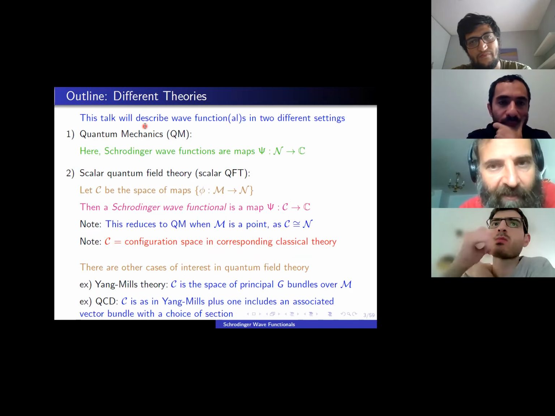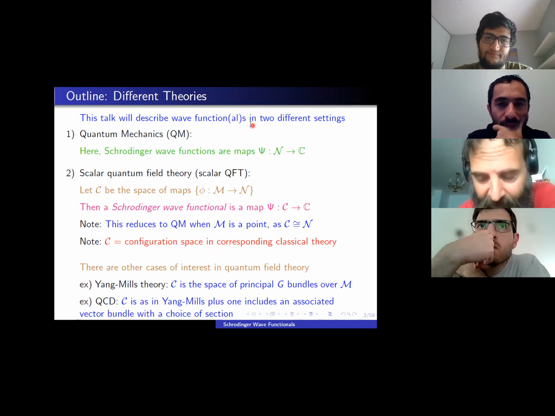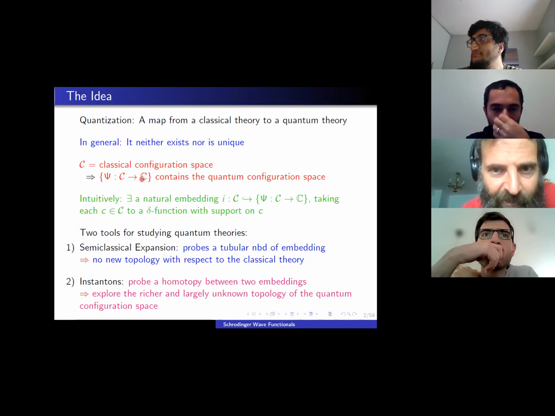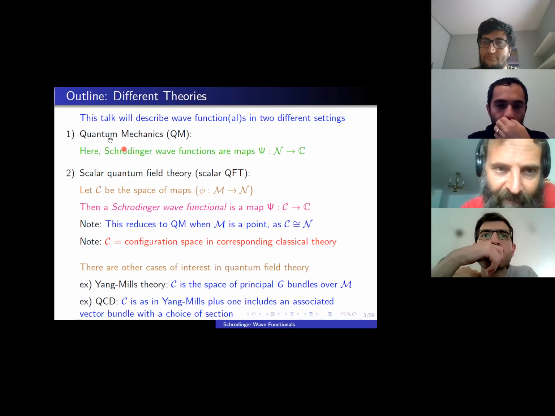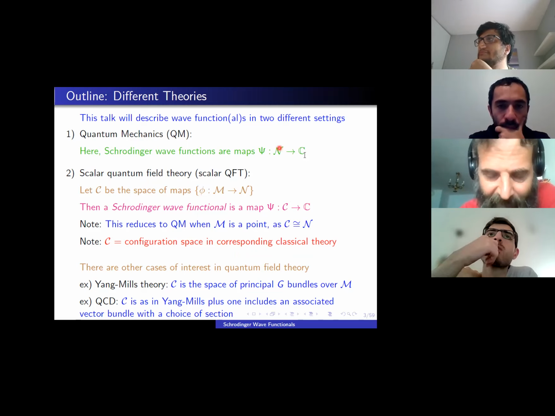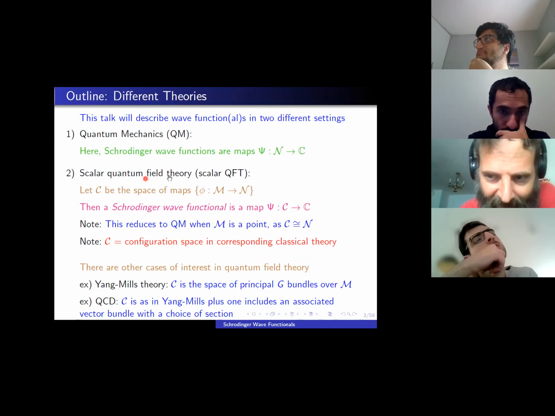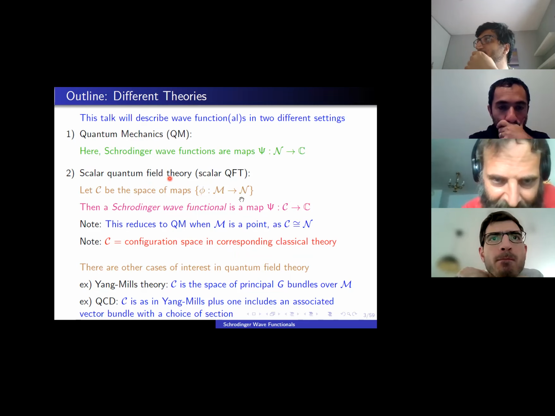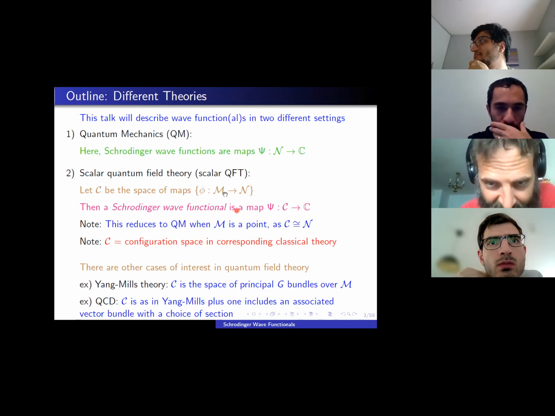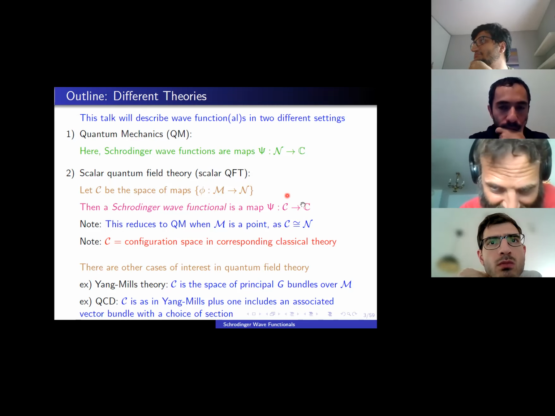So here's the outline of the talk. I'm going to talk about Schrödinger wave functionals, and Schrödinger wave functionals are going to be these maps over here, in two different settings. The first one is quantum mechanics, where they're just maps from a finite-dimensional manifold to the complex numbers. And that'll be half of the talk. And the other half of the talk is going to be quantum field theory, where you have this classical configuration space. If it's a scalar quantum field theory, it is a set of maps from a finite-dimensional manifold to another one. And Schrödinger wave functionals are maps from these maps to the complex numbers.